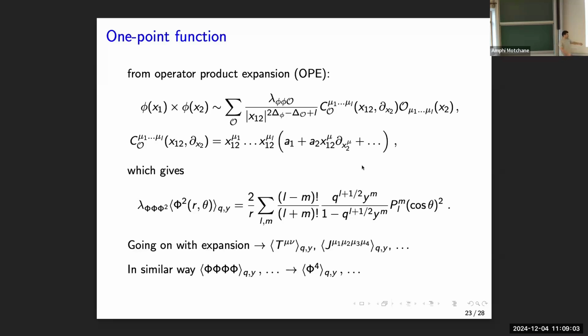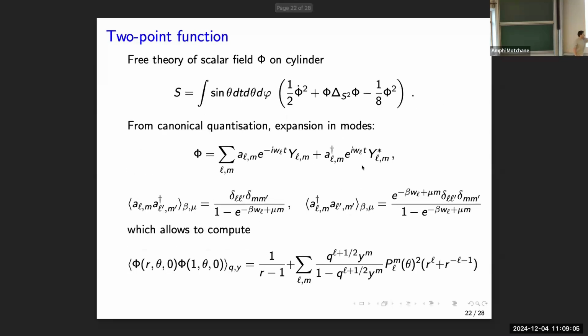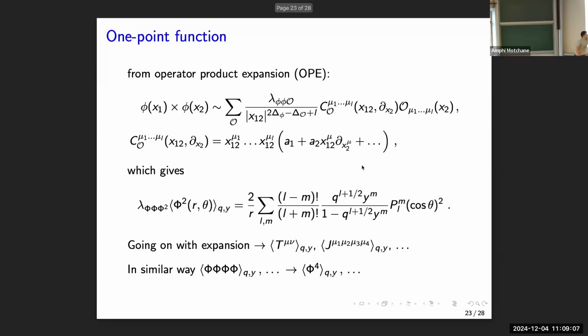And you see, this is just the first expansion in r of this equation. This is going to give me this kind of solution. Of course, you can go on with the expansion. So you can go to the subleading terms, and the subleading terms are going to give you, first of all, the stress tensor. And then the next ones are going to give you all the higher conserved currents, higher spin currents.